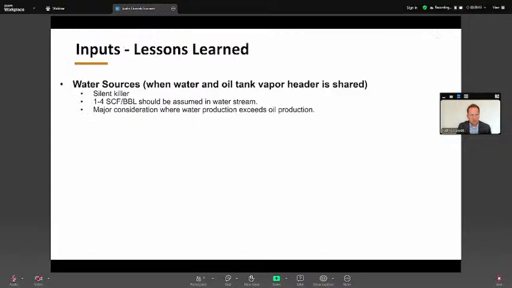Some other inputs we want to take into account are water. When we're sending water and oil to a tank, water, we often call it the silent killer, because you have 1 to 4 standard cubic feet per barrel that can be in the water stream. And with high water production, high water wells in the Permian Basin, the Delaware Basin in New Mexico have very high water cut rates. Water production tends to outpace oil production, in which case this could cause a significant overpressurization of your tanks from water, which can be something that you're not thinking about.